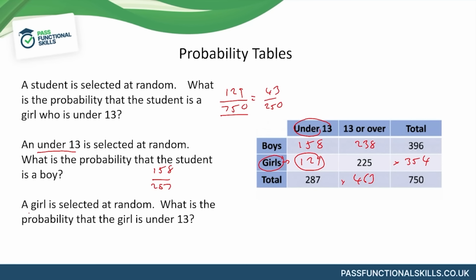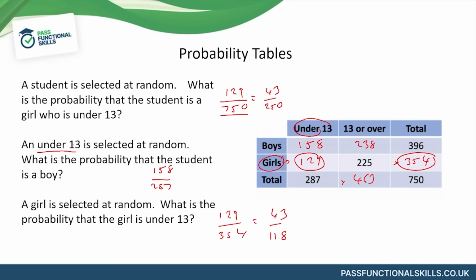Okay, this third example, a girl is selected at random, so we're only interested in how many girls there are. So of the girls, so that's of the 354, how many are under 13? Well, that is 129. So again, the probability is 129 over 354, which is probably the final answer. Oh no, that simplifies as well. We can divide top and bottom by 3 again to get 43 over 118. There we go.